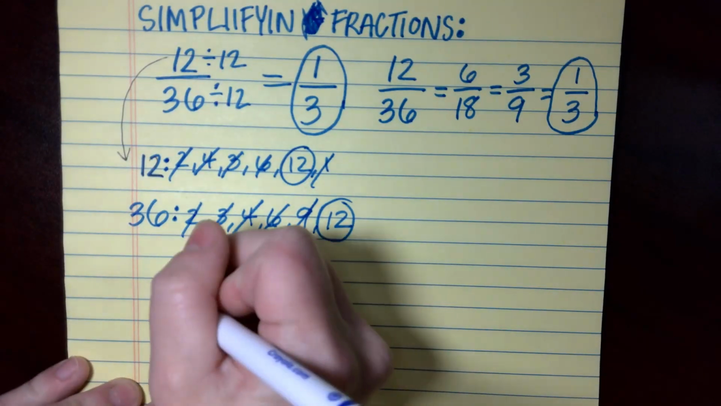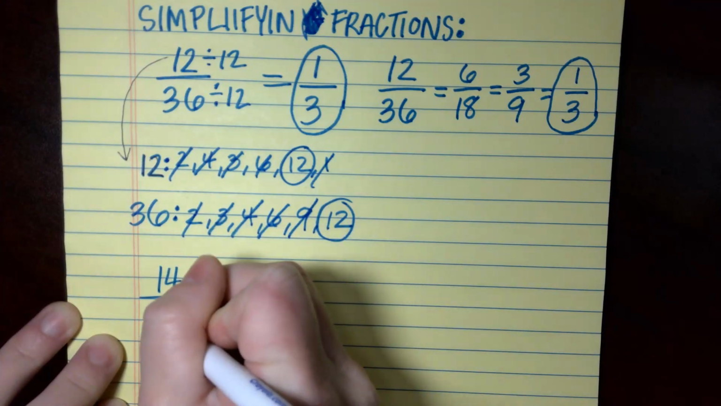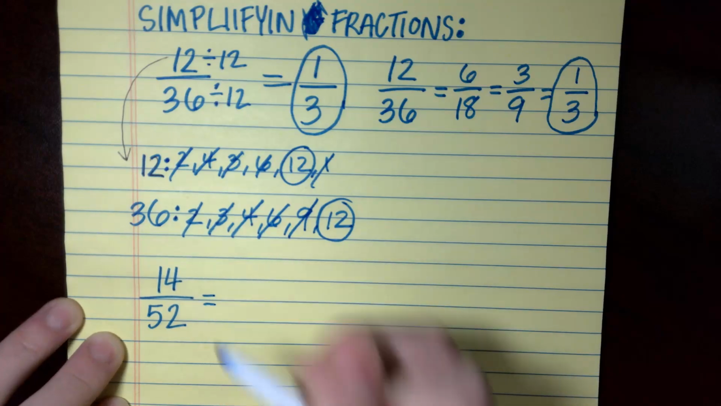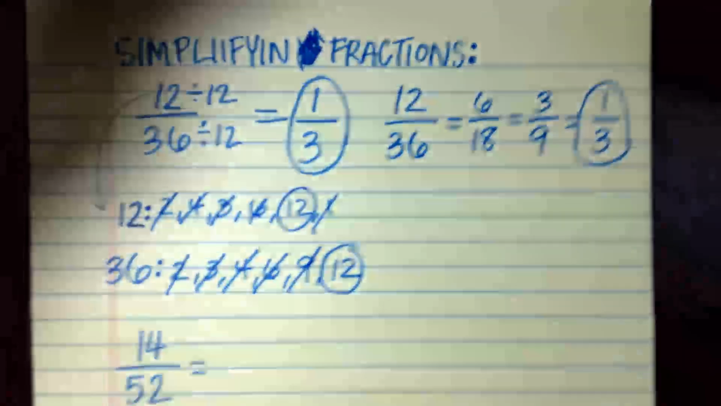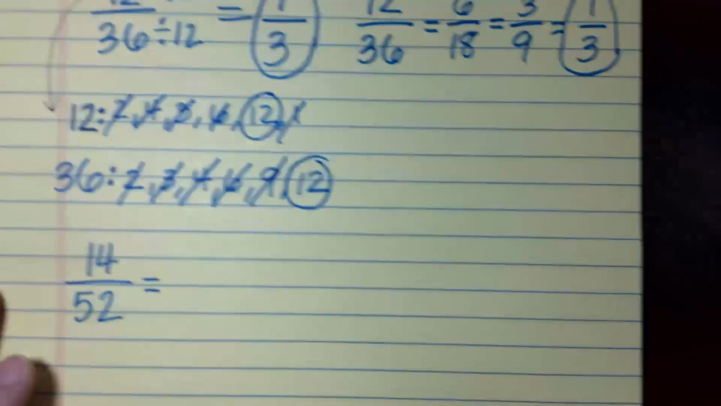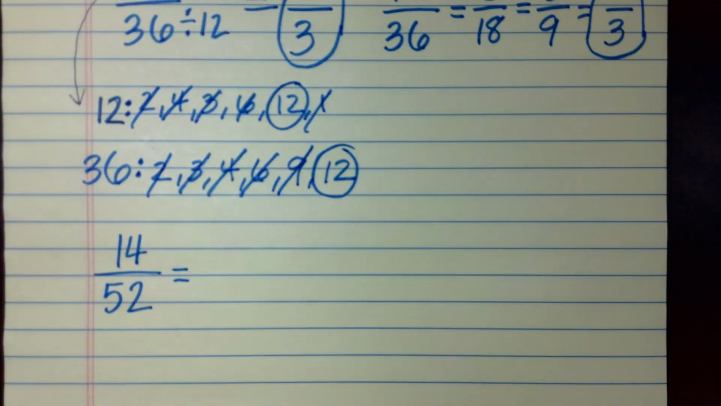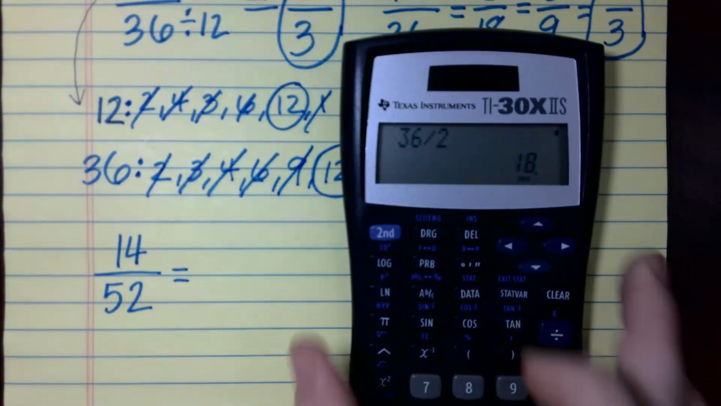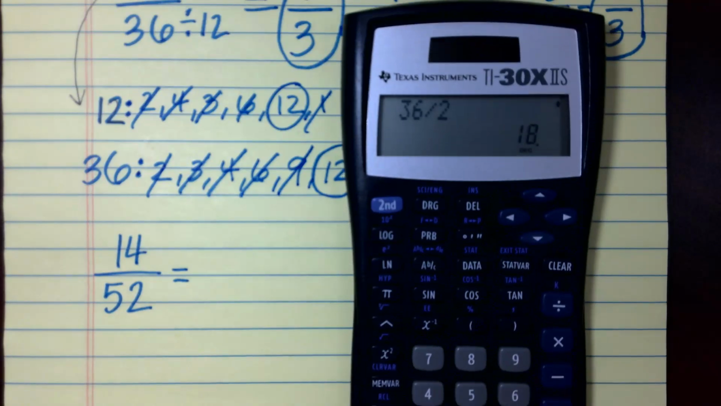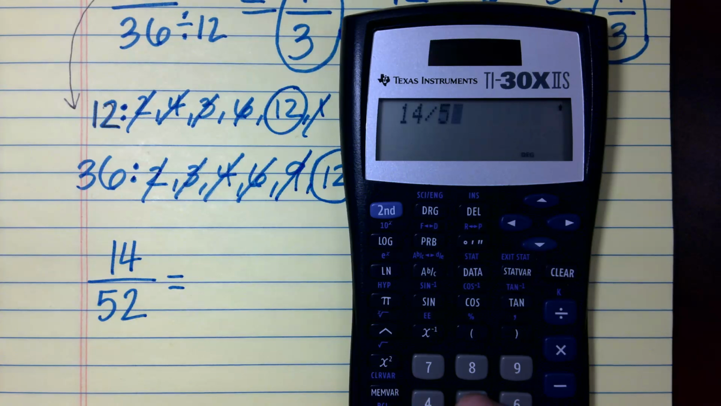Let's do 14 over 52, giving you a super random number here. Okay. What could I try first to see if this is simplified? Divide the top number into the bottom. Yeah, that's always a great first step. Whatever your fraction is, I would just type that in your calculator. I would start by doing 14 divided by 52. And, well, it doesn't fit. So now we got to try something else.